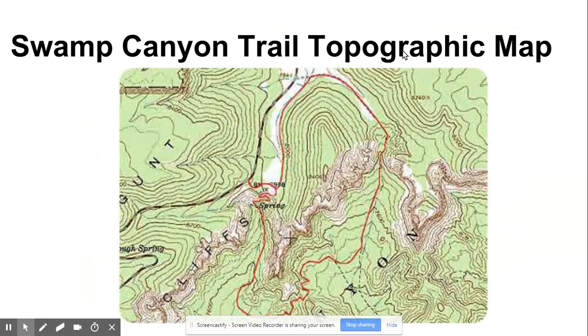Here's a topographic map of that same area. This represents the elevations in the area. If you look at this, you can tell where the hills are and where the valleys are. It's pretty easy to read once you get the hang of it, so let's do some practice.